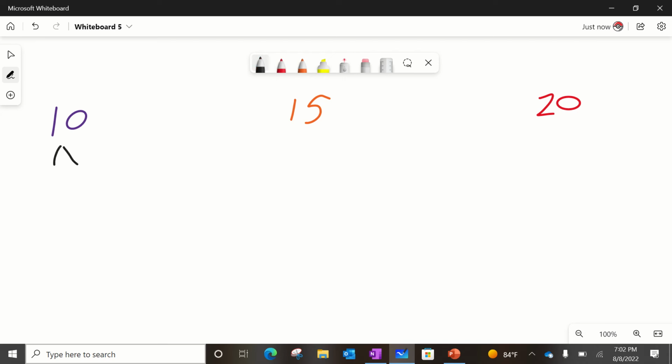What you want to do is think of any multiplication facts or problems that can equal these numbers. For example, 10 would be 2 times 5. 15 would be 3 times 5. And if we're keeping in the 5s, 20 would be 4 times 5.